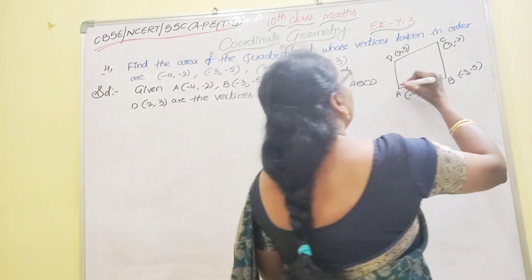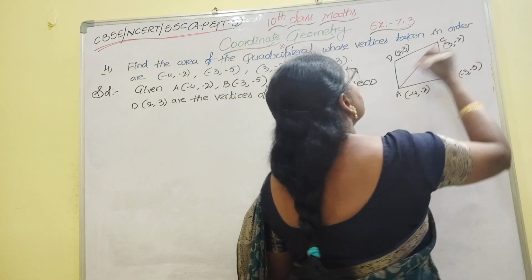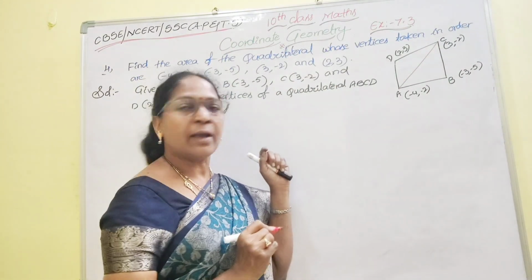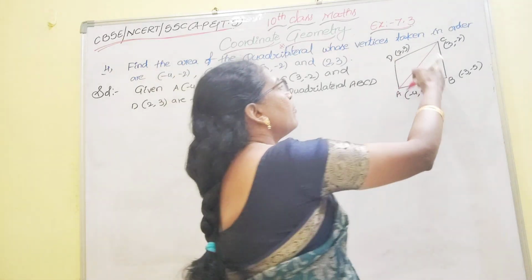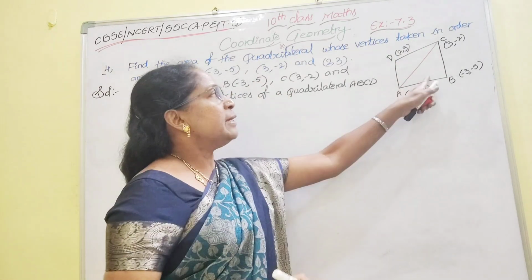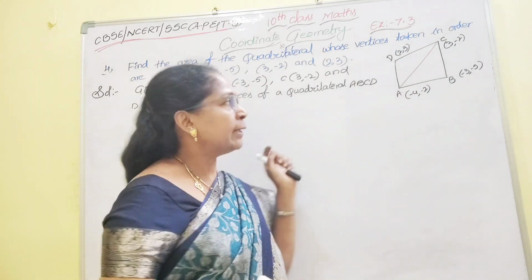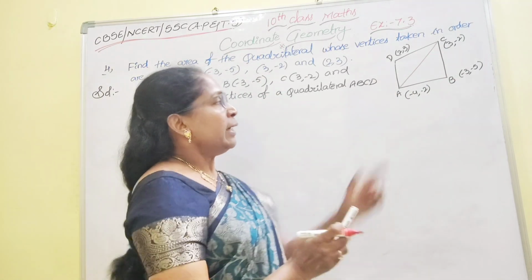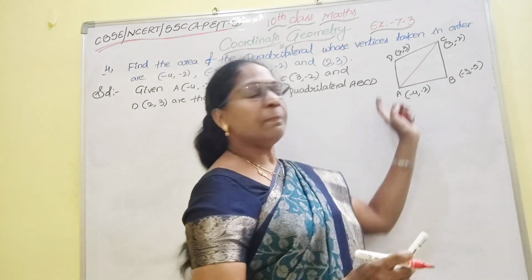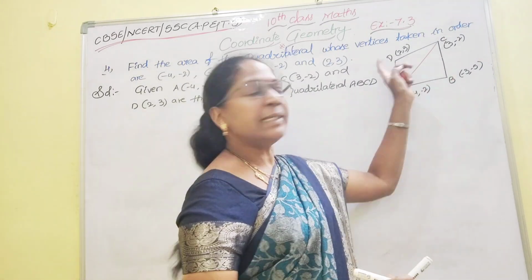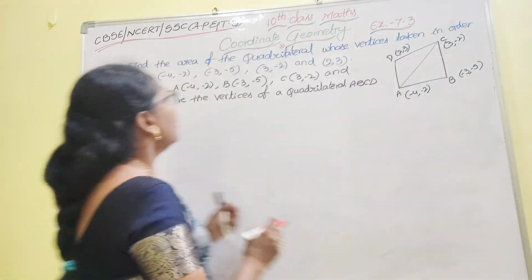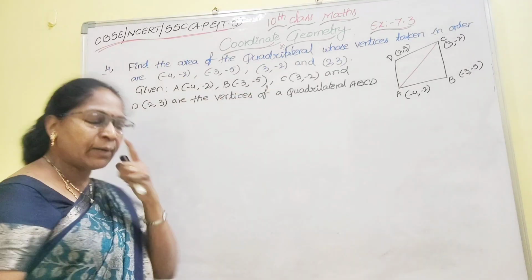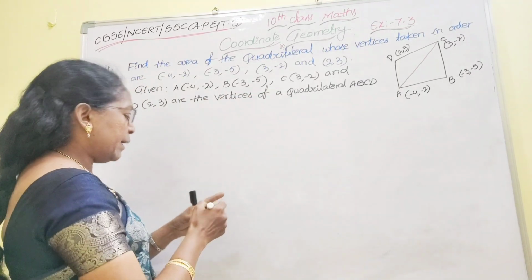So one thing we can do, suppose we join A and C, then AC is nothing but the diagonal. Then this quadrilateral is divided into 2 parts, and each part we can call a triangle. So the area of this quadrilateral ABCD equals the area of the triangle ABC plus the area of the triangle ACD. Like that we can find out. So first, what is given? A, B, C and D are the vertices of a quadrilateral ABCD.